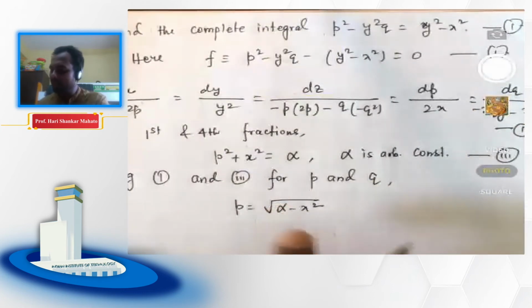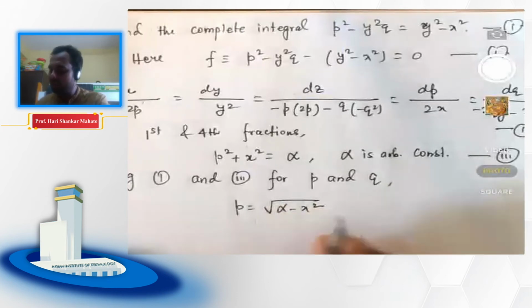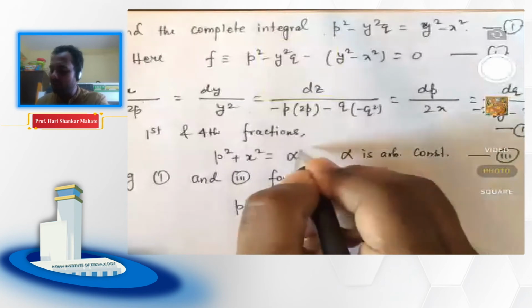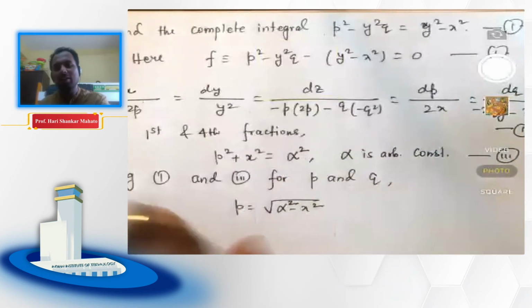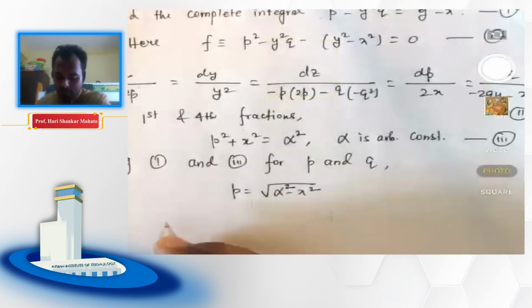And just for having a nice uniform calculation, instead of calling it alpha, I'm calling it alpha square so that it will look nice. That's it. So p is equal to square root of alpha square minus x square.